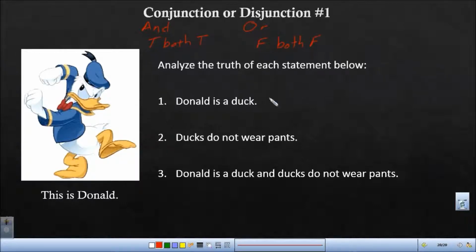Donald is a duck. True. Ducks do not wear pants. Also true. So here we have the conjunction and. We know that Donald is a duck is a true statement, and ducks do not wear pants is a true statement. True and true is true, because when we're looking at a conjunction, the conjunction is true when both statements are true.